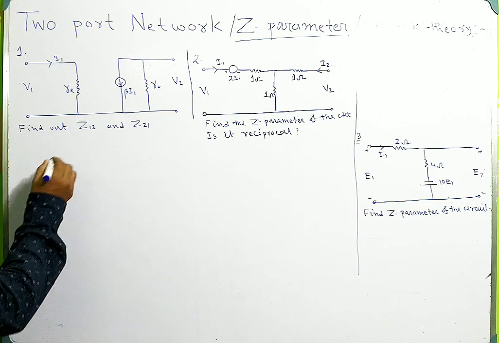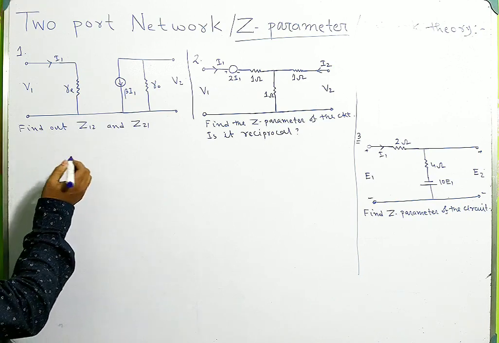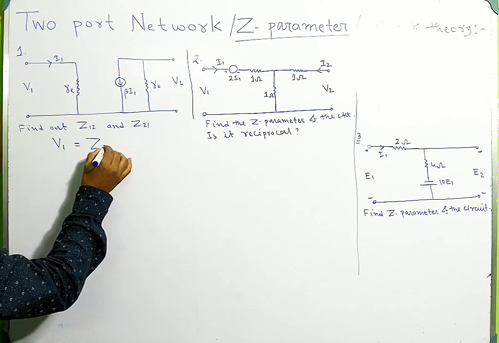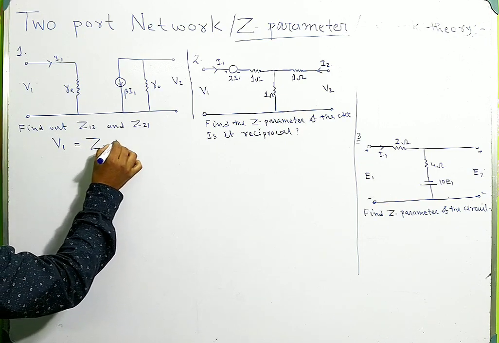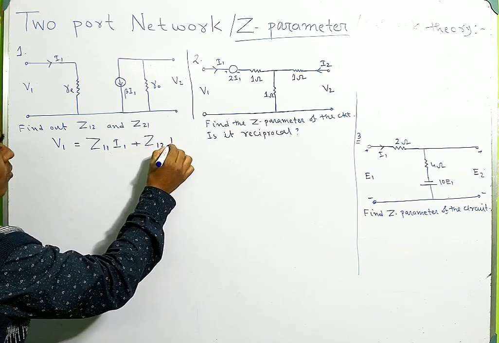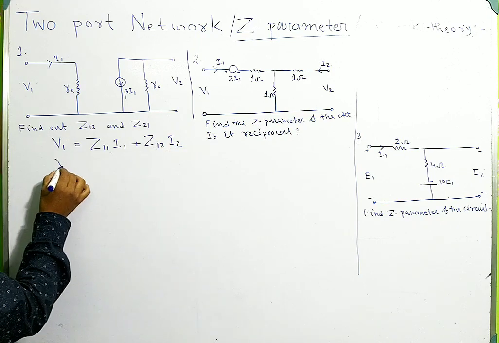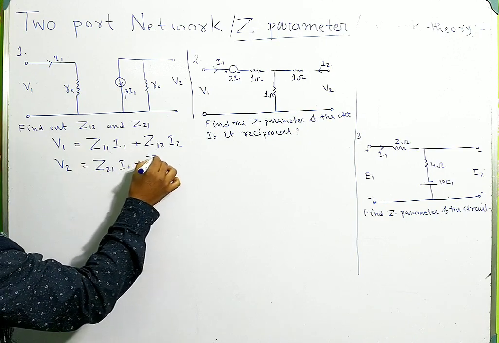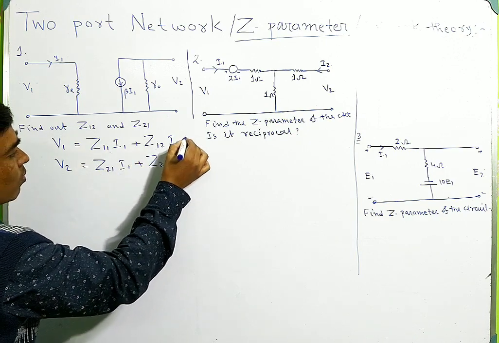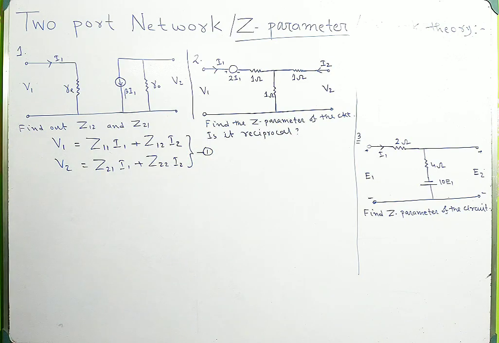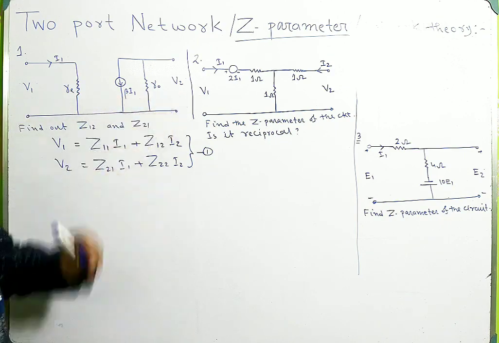We know that the equations of the Z parameters are given by V1 equals Z11 into I1 plus Z12 into I2, and V2 is given by Z21 I1 plus Z22 I2. This is the pair of equations using Z parameters for these two voltages V1 and V2.